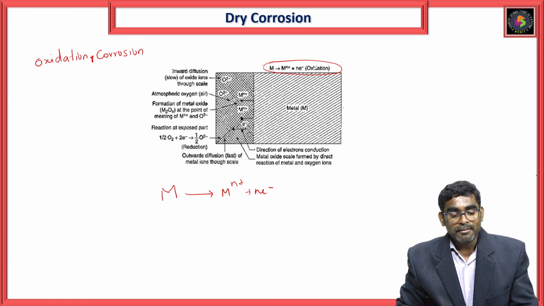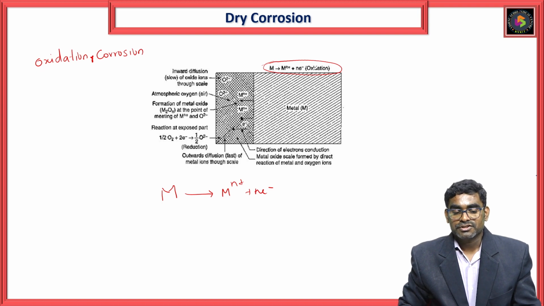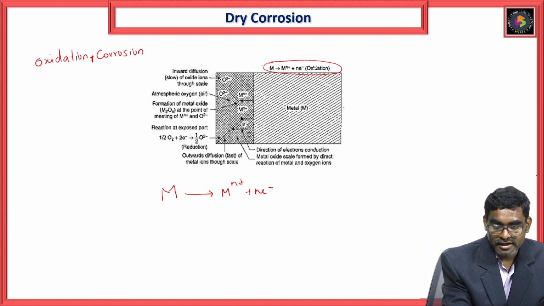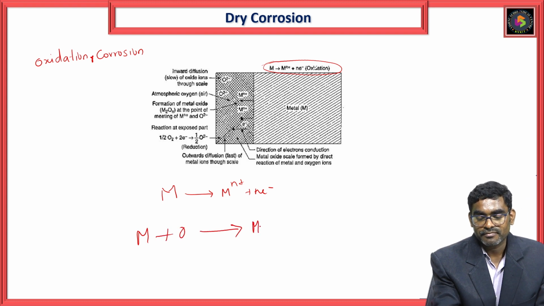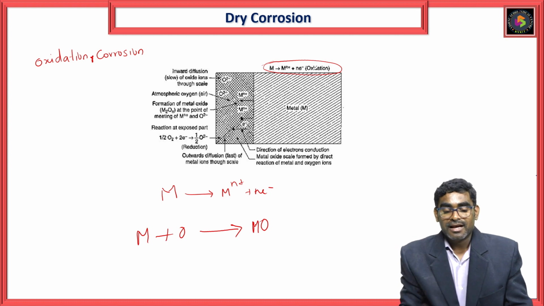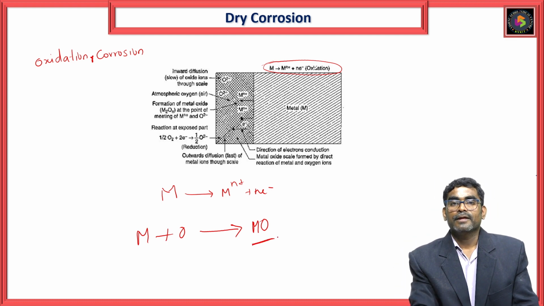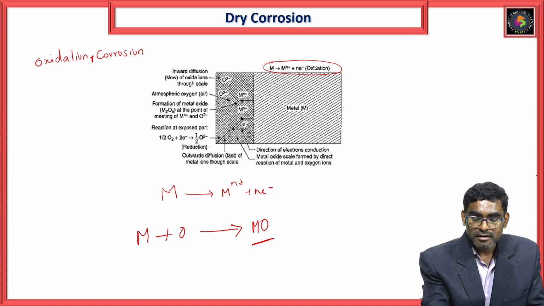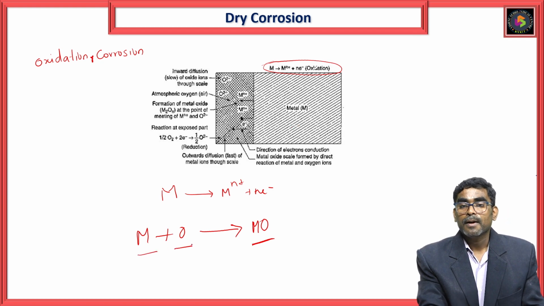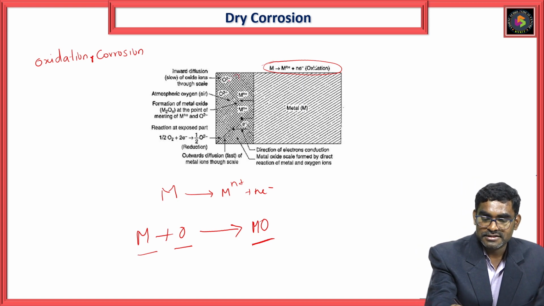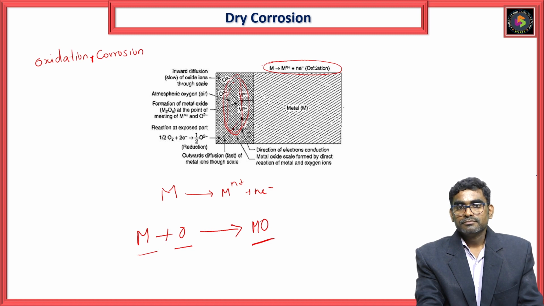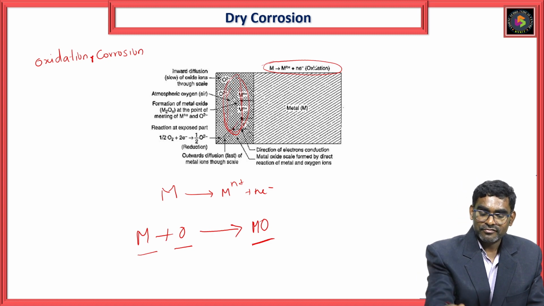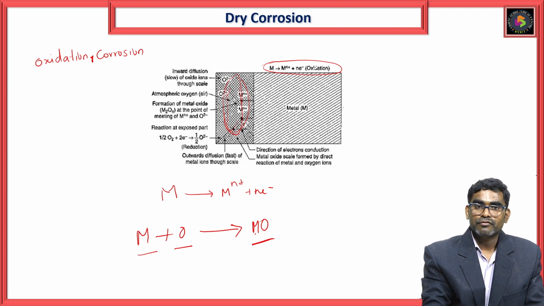So here a metal undergoes oxidation and combines with oxygen, and it is going to form a metal oxide layer. During dry corrosion, the metal combines with oxygen and forms a metal oxide layer. See here, this is the metal oxide layer we have. So on the entire metal surface, the metal oxide layer is going to form as a coat.